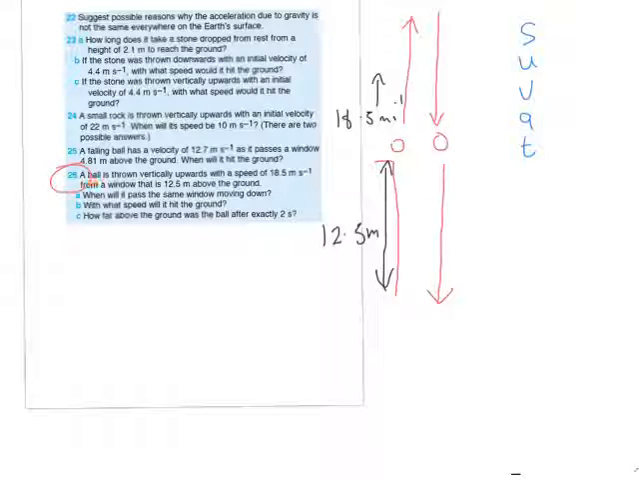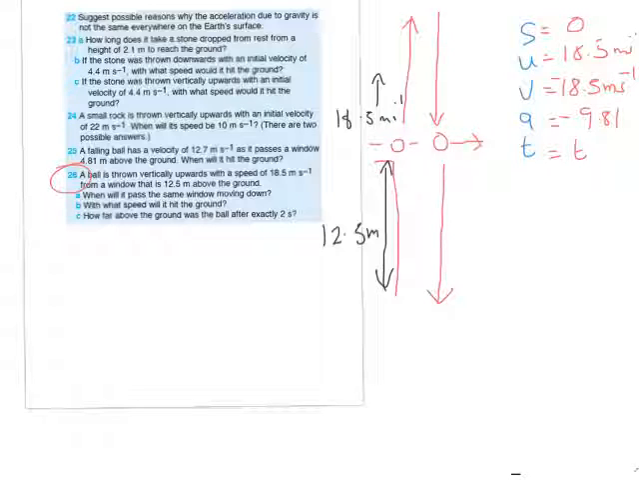Now the first part, A, asks when will it pass the same window moving down? So in that situation, we're going to consider this stage here, and I'm going to complete the table. You can see our displacement is 0 because it's reaching the same point. Its total displacement from the original position is 0. The initial velocity is 18.5. Now the final velocity, this is important to take note, is the same magnitude because of course the same conditions apply, only in the negative.